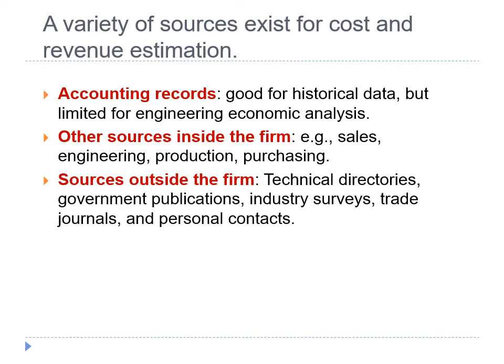Sources outside the firm. There are numerous sources. The main problem is in determining those that are most beneficial for particular needs. Some commonly used outside sources include published information and personal contacts. Published data include technical directories, government publications, industry surveys, and trade journals. Personal contacts include vendors, salespersons, customers, banks, and government agencies, which are often willing to provide information on the basis of a serious and tactful request.